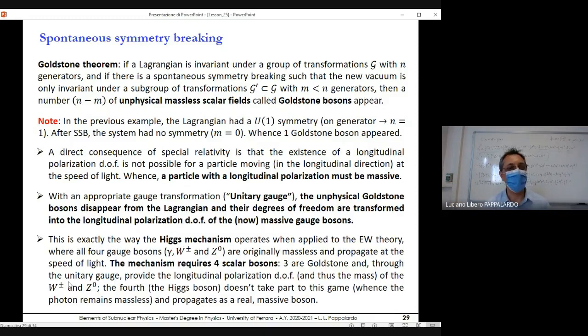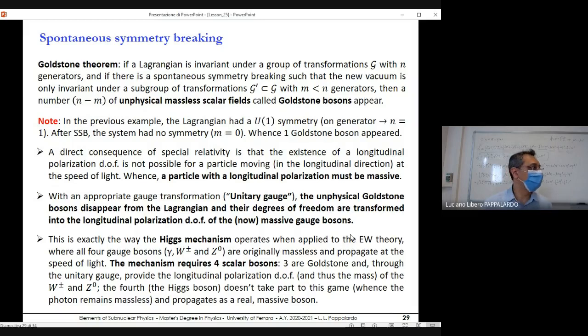And this is exactly what happens in the Higgs mechanism. So let me try to be more explicit here. The Higgs mechanism indeed operates in a gauge theory, which is the electroweak theory, where all four gauge bosons, the photon, the W, and the Z, are originally massless. This is the problem that we have to cure.